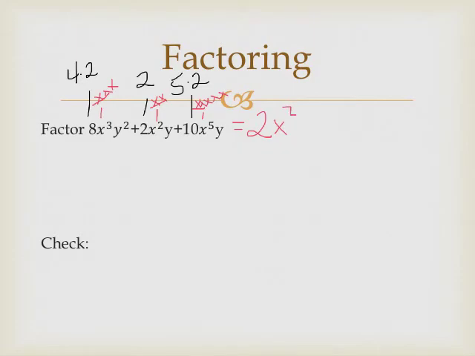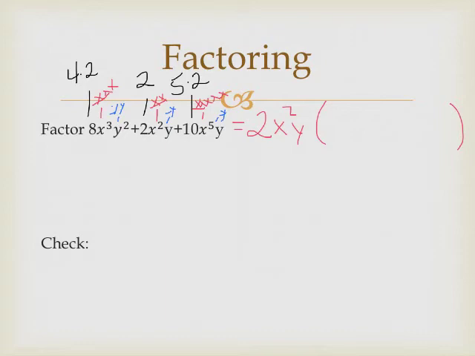And then lastly, we have all these y's. So y squared is y times y. Y is just itself. So what do they have in common? They all have 1y in common. So that's what I'm going to factor out. Okay? And now we want to look at what do we have left.